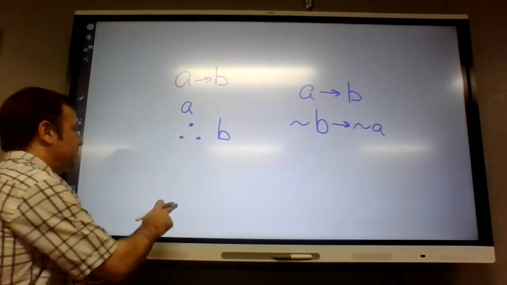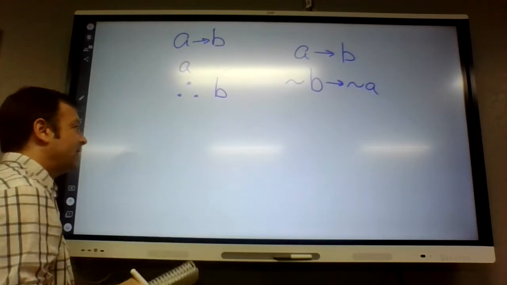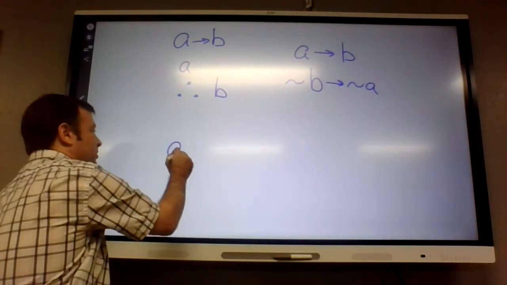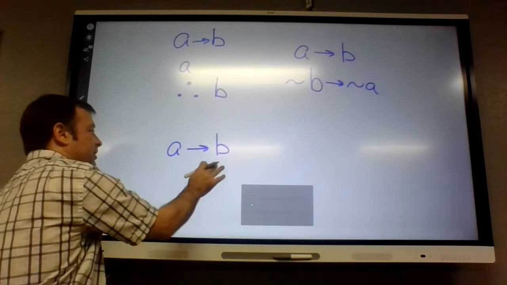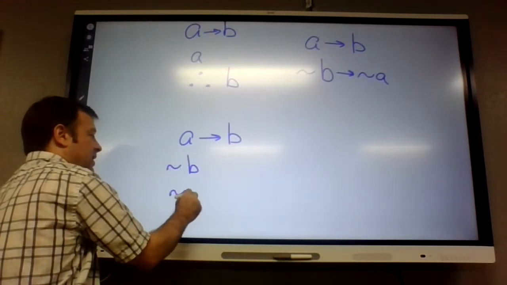So the modus tollens is kind of in alphabetical order. So if A then B, and then not B happens, that means A didn't happen.